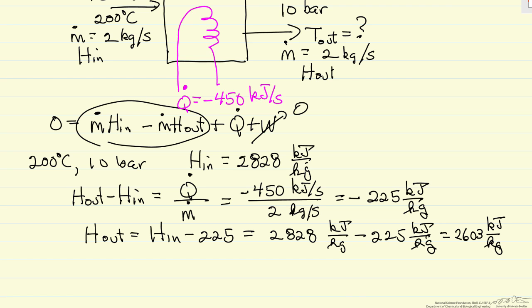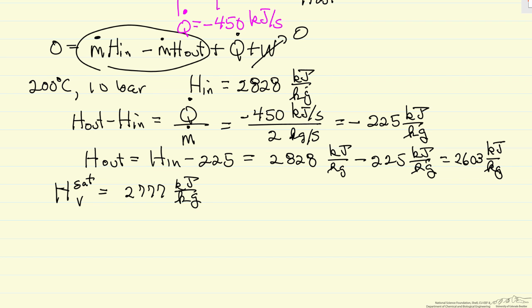And so, with the enthalpy out, in order to determine the temperature, we go back to the steam tables. What we notice is that if we look at the enthalpy at 10 bar for saturated vapor, the enthalpy is 2,777 kilojoules per kilogram, which means, since we have a value less than that but we're at 10 bar, we must be in the two-phase region. And so that means we're at saturation conditions.